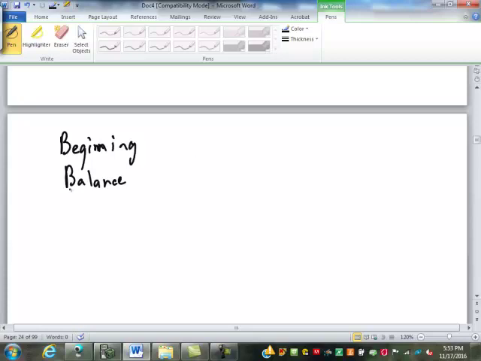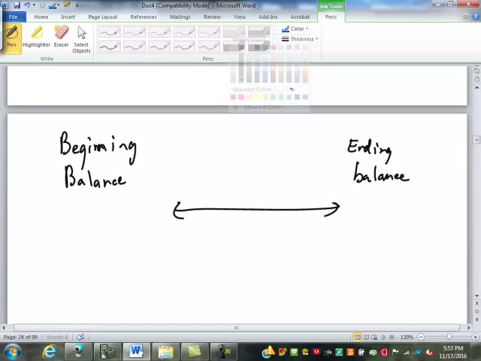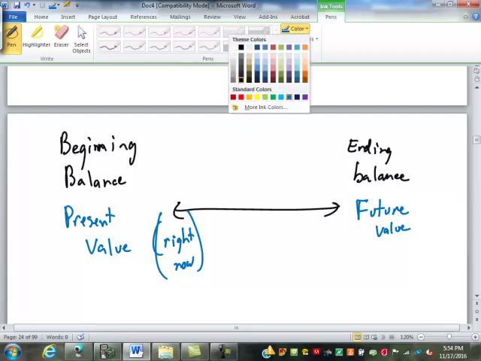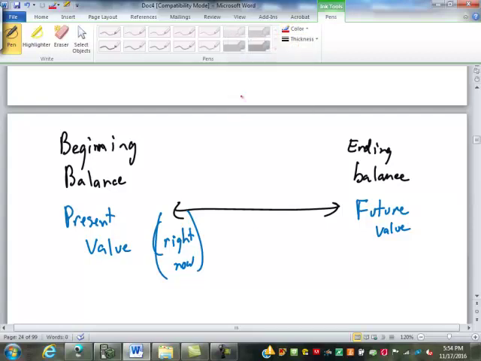So what we're going to look at here is we're going to start out with a beginning balance and go to an ending balance. The terminology we're going to use, the beginning balance is called the present value. Present value is, of course, right now, at the present. The ending balance, then, of course, will be called the future value, which will be at some date in the future. What we just did up here describes what happens in between here.